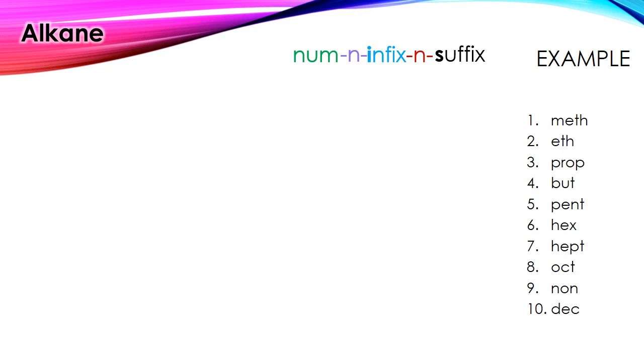But in alkanes, the infix we can consider as an. I write down an because there's no double bond or triple bond attached to that carbon. Then we can remove the suffix, because there's no other functional group attached in the alkanes, and I can put e at the end of this name. Therefore this is the normal structure for alkane naming.